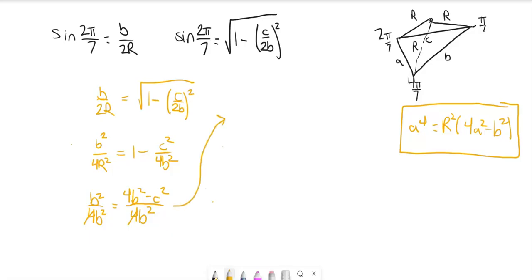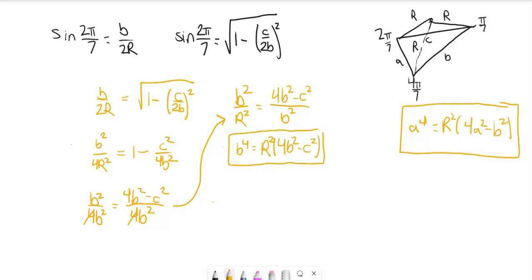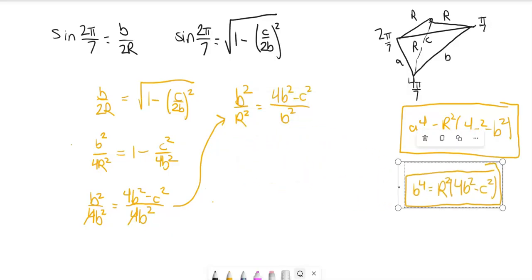Go over here, we will get b squared over r squared equals 4b squared minus c squared all over b squared. Cross multiply to both sides, we'll get b to the 4th equals r squared times the quantity 4b squared minus c squared, just like so here. And now we will keep that for reference there. And let's move on to the next one.